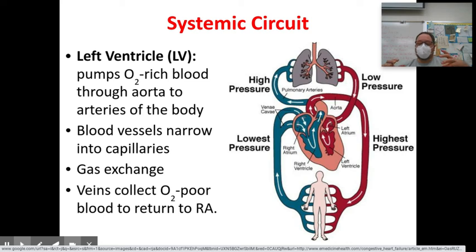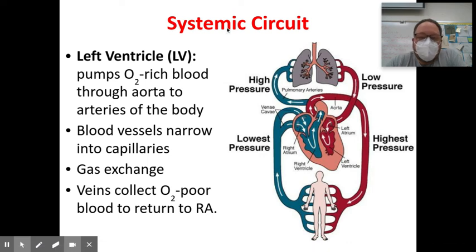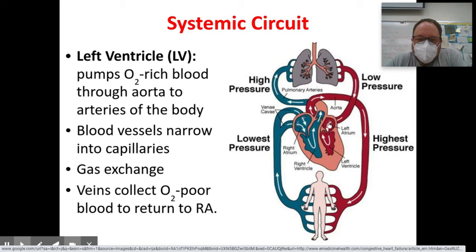The systemic circuit is basically pumping blood from the heart out to the body and back to the heart. So, beginning with the left atrium, it will contract and pump that oxygen-rich blood down to the left ventricle. Now, the left ventricle is the largest and strongest chamber of the heart. You see how thick the walls of the left ventricle are. When it contracts, it pumps blood out through the aorta. This is a big, thick artery.